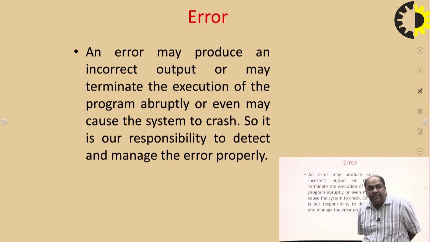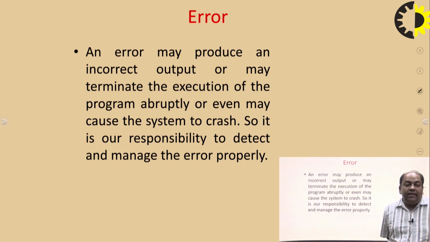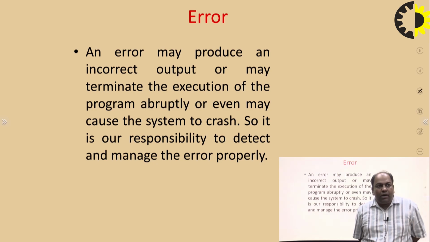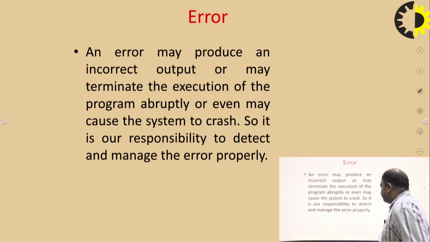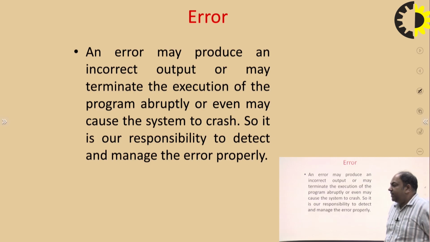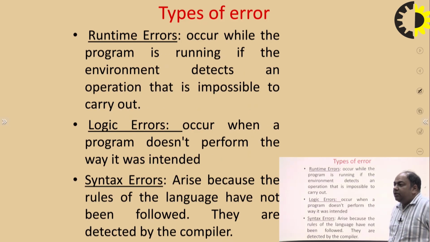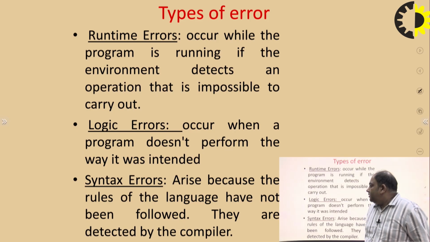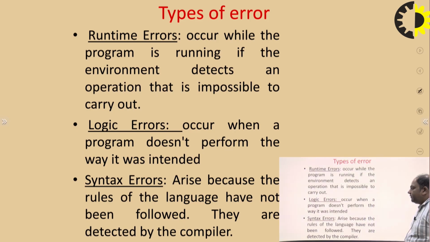What does error basically mean? Error means an incorrect output which can even terminate the program or even crash our system. So basically it's our responsibility to detect and manage the error properly, so that our program leads to a complete execution. There are three types of error: runtime error, logical error and syntax error.